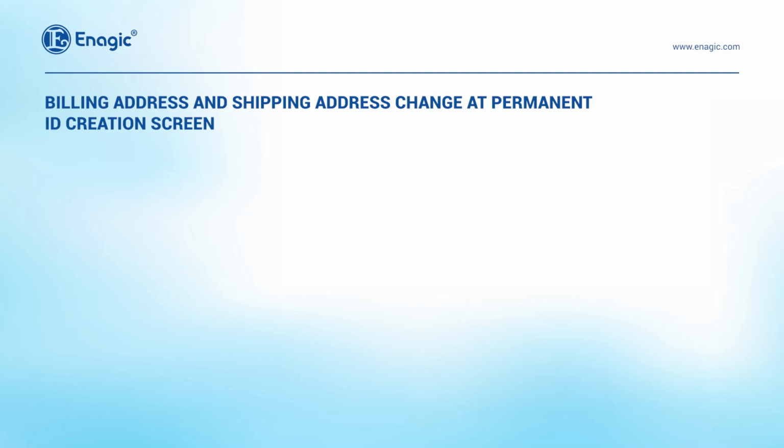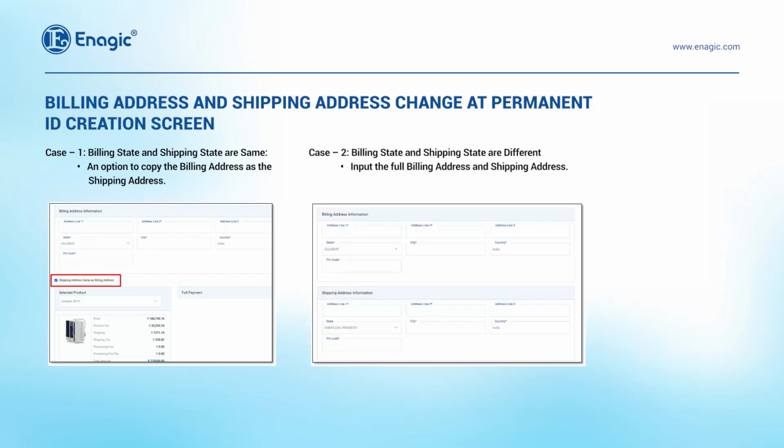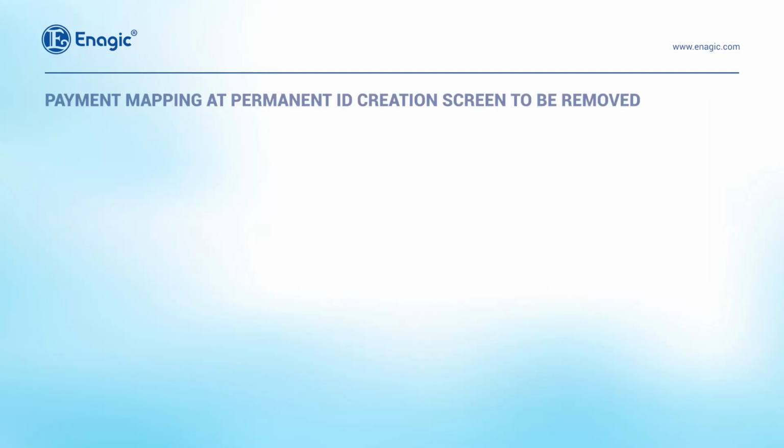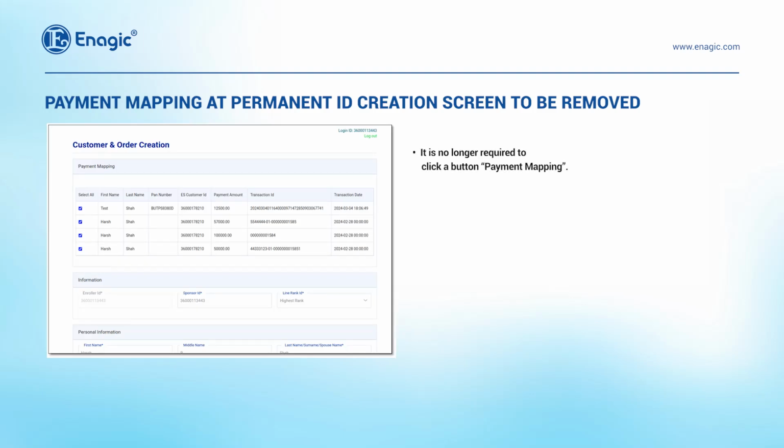Billing address and shipping address change at permanent ID creation screen. Case 1. Billing state and shipping state are the same: an option to copy the billing address as the shipping address. Case 2. Billing state and shipping state are different: input the full billing address and shipping address. Payment mapping at permanent ID creation screen is to be removed. It is no longer required to click the payment mapping button.